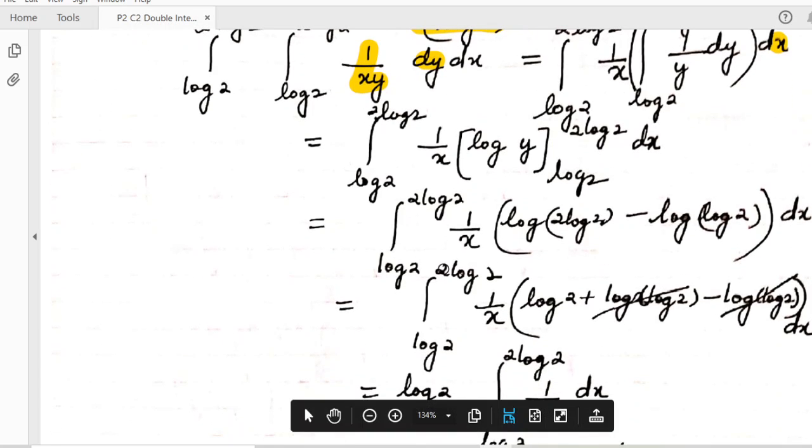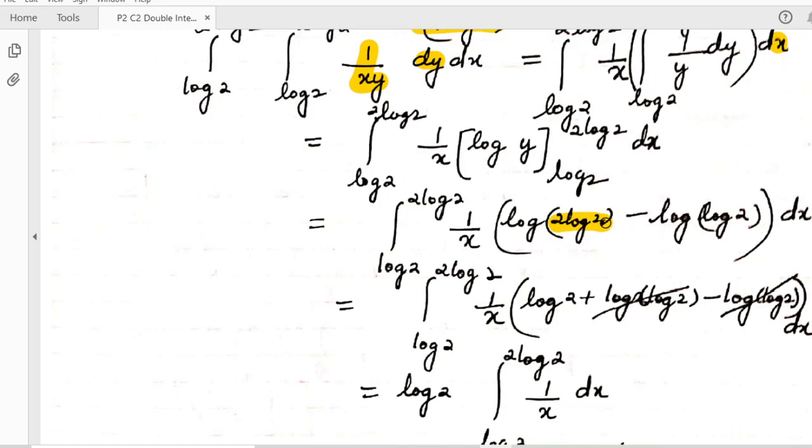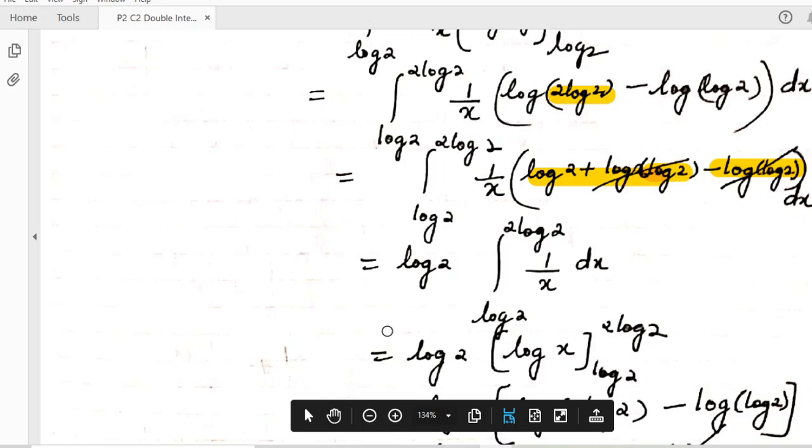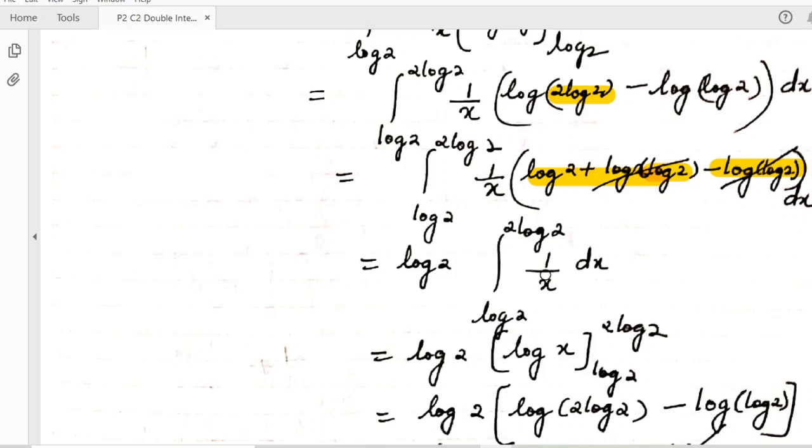Then in the next step we get the integral log 2 to 2 log 2, 1 by x, log of 2 log 2. Here we can consider the log AB formula, that is log AB equals log A plus log B. So log of 2 log 2 can be written as log 2 plus log of log 2, minus log of log 2. So here we are getting plus log of log 2 and minus log of log 2, and they get cancelled. So we get log 2 into integral log 2 to 2 log 2, 1 by x dx.